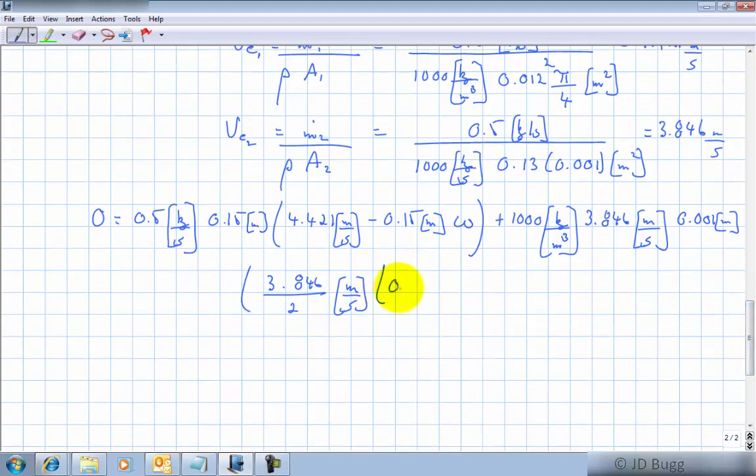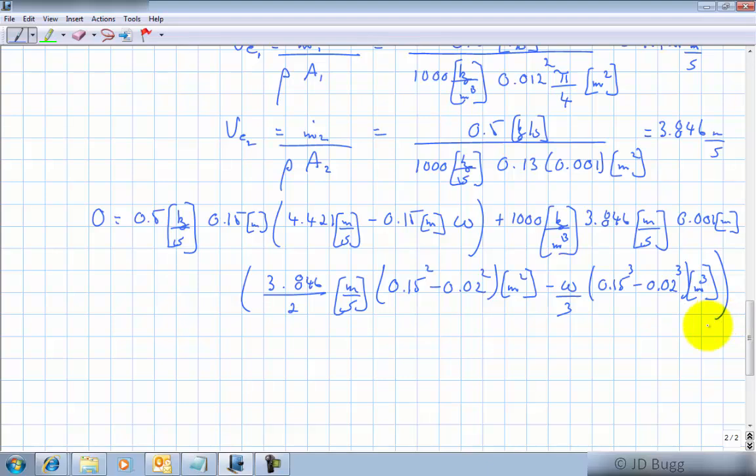So XB squared, 0.15 squared, minus XA, 0.02 squared. Everything in meters there. So the units of that are meters squared. Minus omega over 3. And those same two x values, but now cubed. So 0.15 cubed minus 0.02 cubed, and those are both in meters cubed. So you'll notice that the only unknown in this equation is omega. It occurs in a couple of places, so we need to gather things together here. But omega occurs there and there, but it is the only unknown in this equation.